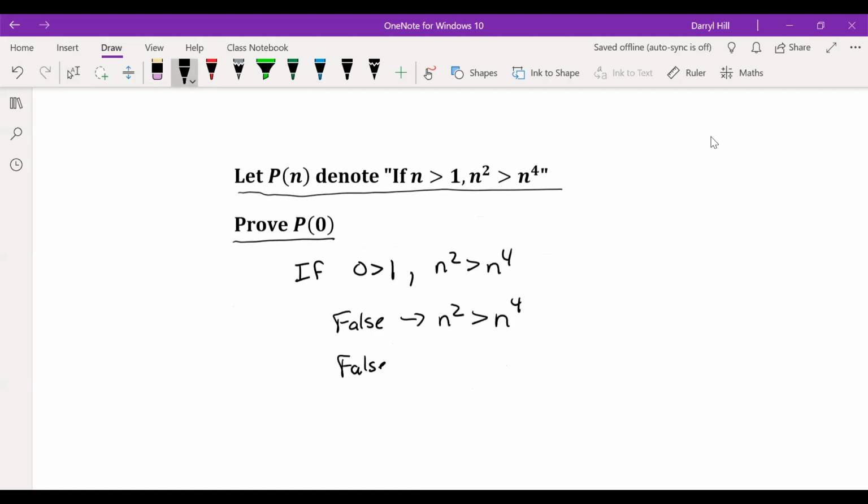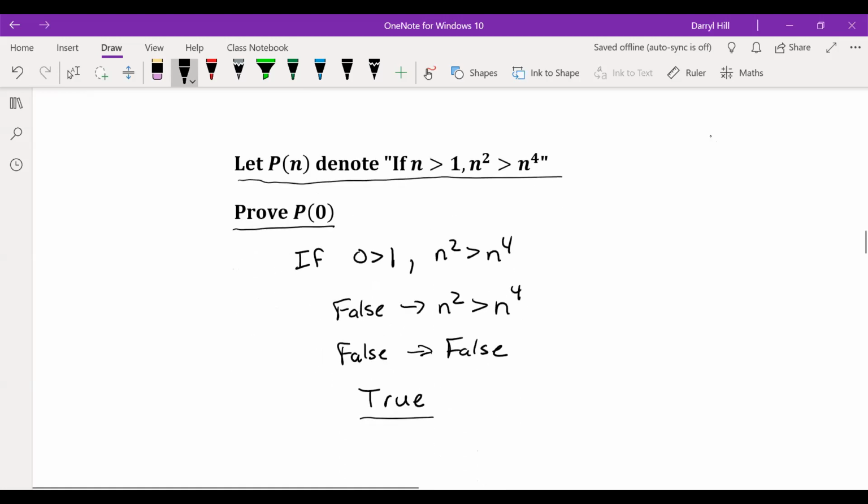False implies false, but that happens to evaluate to true because our antecedent was false. So if we remember back to the truth tables of our implication, if the antecedent is false, then it always evaluates to true. Okay, and that's called a vacuous proof.